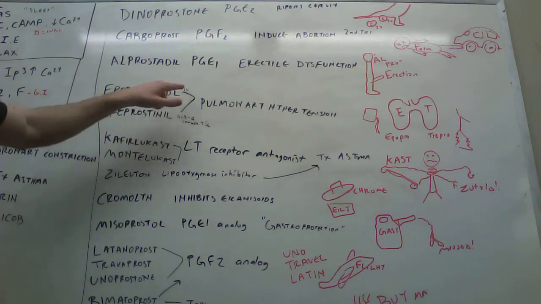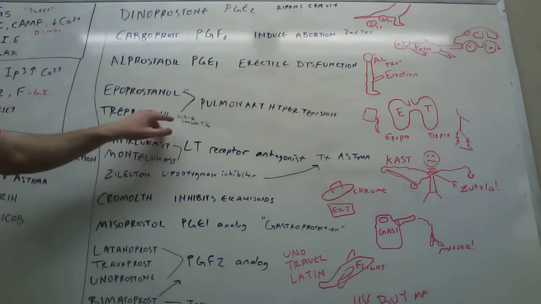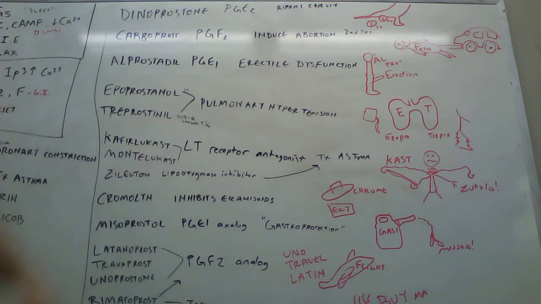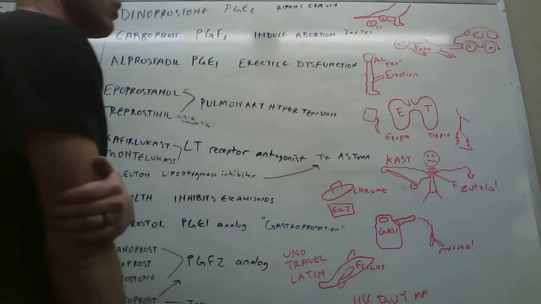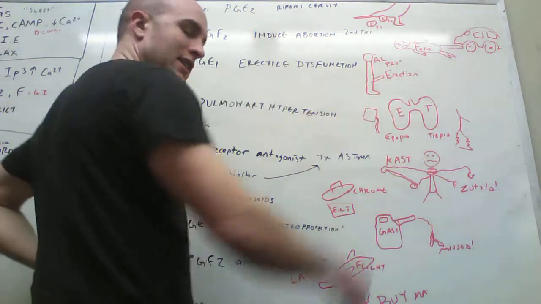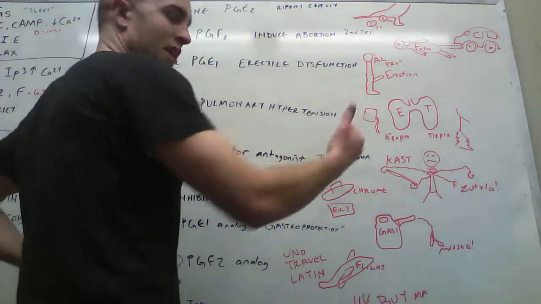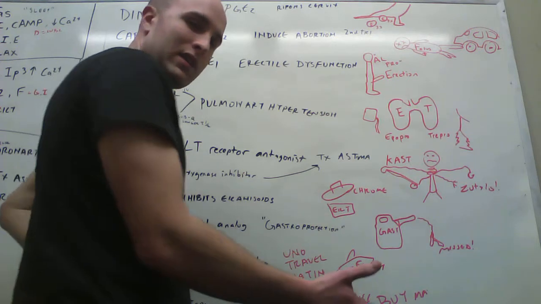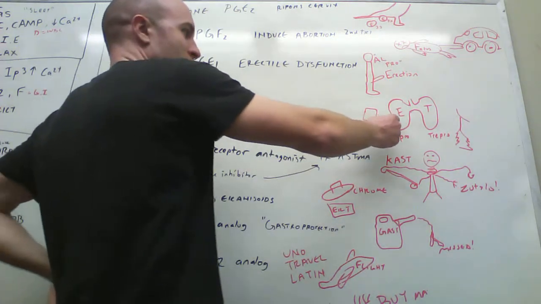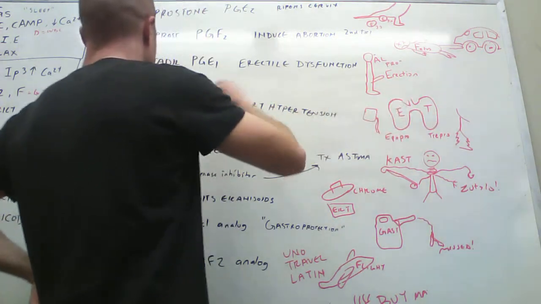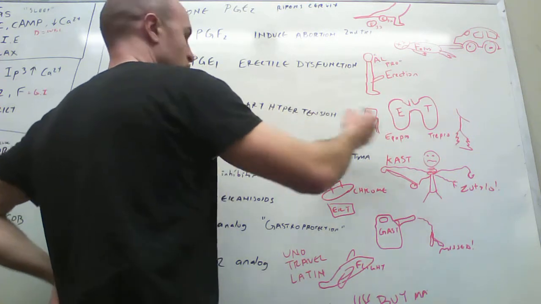Epoprostenol is given IV, and treprostinil is given subcutaneously, and it has a longer half-life. So I have some lungs here. E.T.'s face kind of looks like a pair of lungs. E.T. from that weird movie, the alien movie. So E.T., Epoprostenol and Treprostinil.